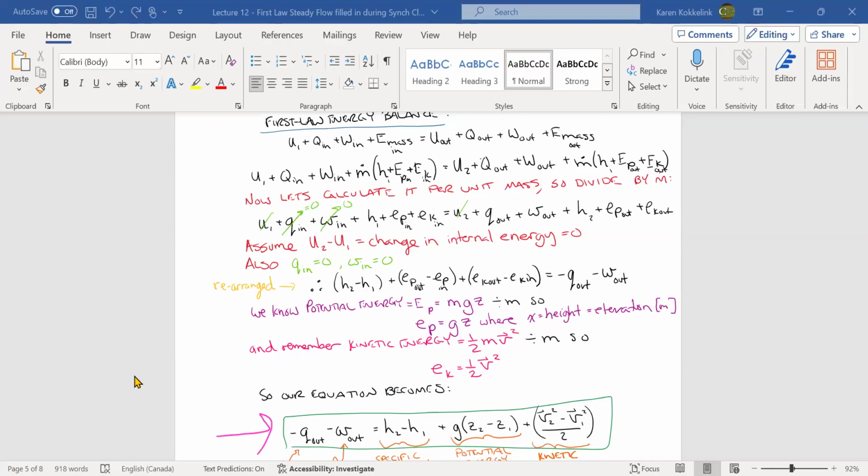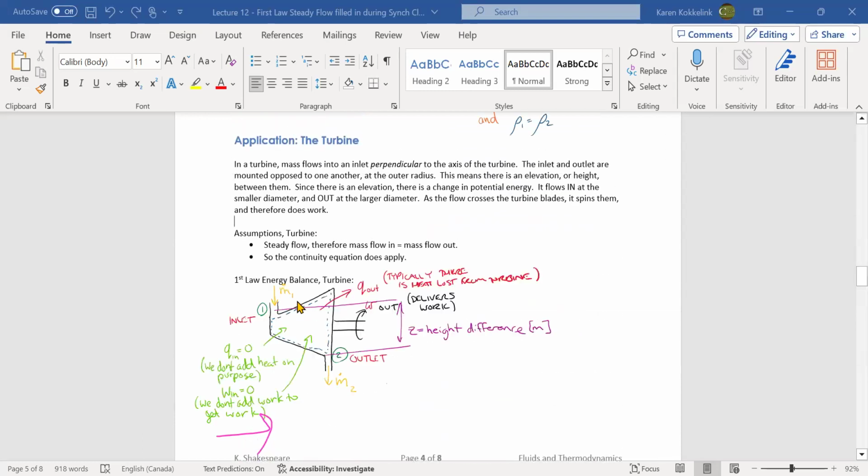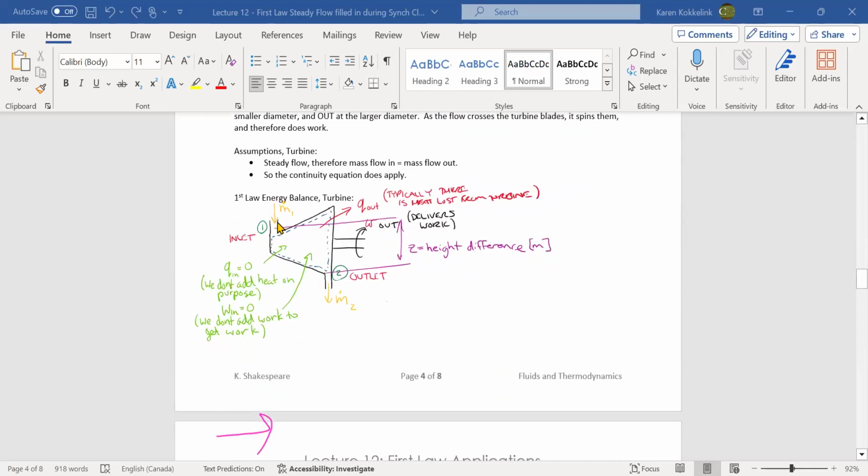We're going to talk about a turbine. A turbine generally looks a little bit like this. The inlet is at a different height than the outlet. Usually there is some heat loss in a turbine. Of course, you run a fluid through a turbine in order to turn the shaft of the turbine. So therefore there is work energy out of a turbine.